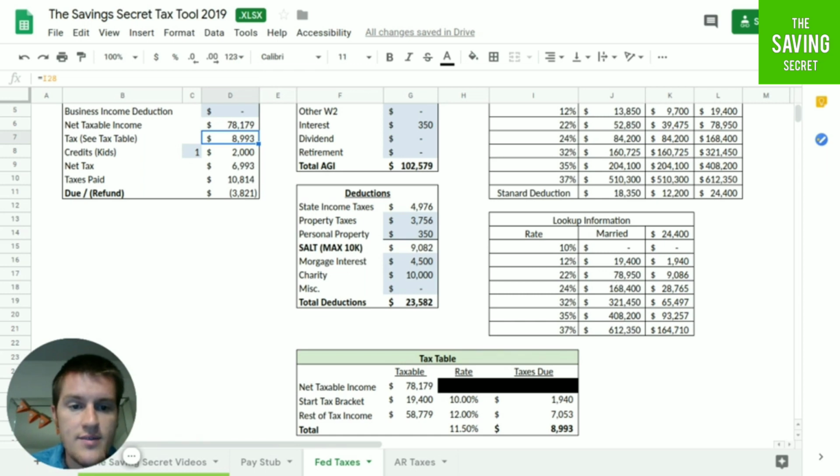If you had $78,950, you would actually pay $9,086 in taxes. However, you're slightly below that number. So in order to figure it out, this is your lowest starting point, and this 19,400 is your start tax bracket, and that's at 10%. So whether you make this number of 78,179, you make 20,000, or you make $1 million, every single person filing as married will pay the first 10%.